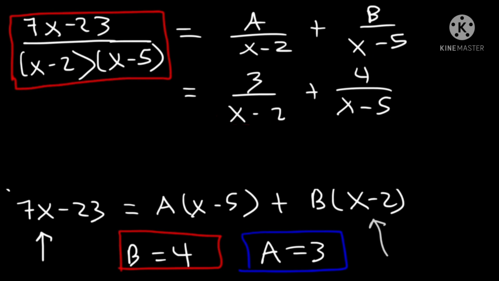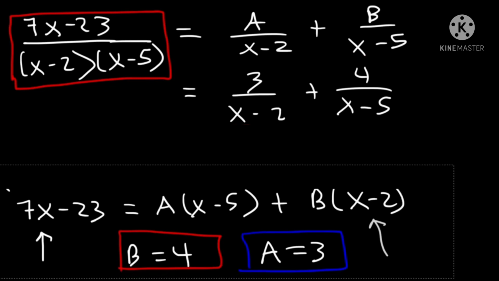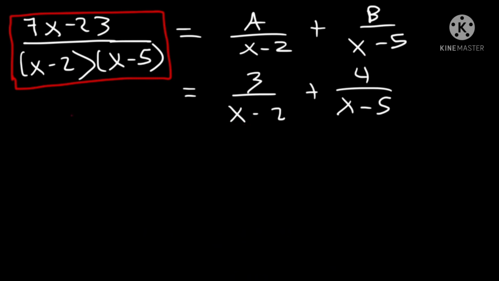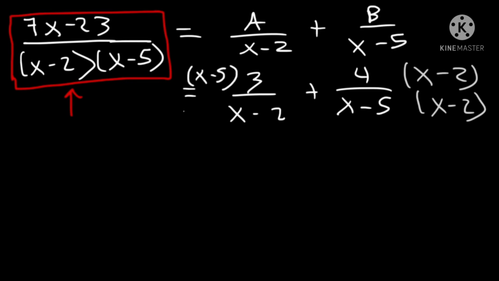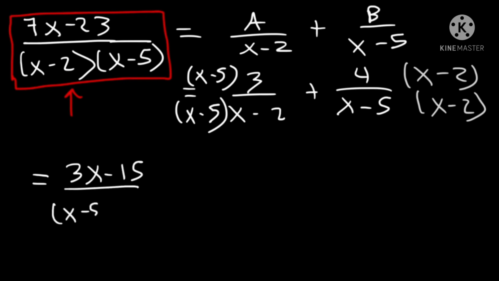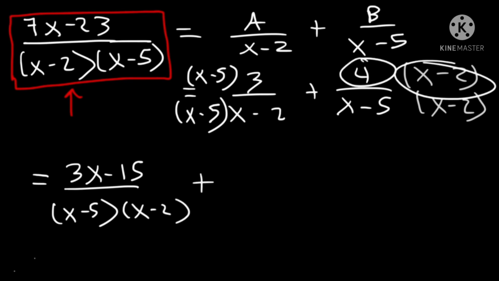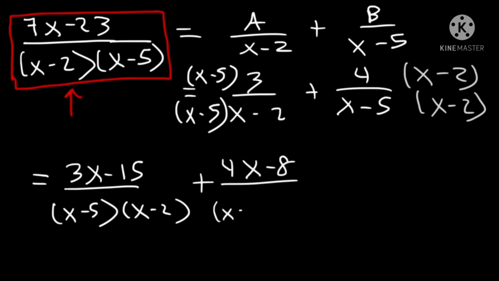Now, if you ever need to check it, simply combine the two fractions and see if they give you what you started with here. So let's go ahead and try that. I'm going to multiply this fraction by x minus 2 over x minus 2. Whatever you do to the top, you have to do to the bottom. And this one, I'm going to multiply by x minus 5 divided by x minus 5. 3 times x minus 5 is 3x minus 15. And on the bottom, we have x minus 5 times x minus 2, which I'm going to leave that way. And then 4 times x minus 2, that's going to be 4x minus 8 divided by x minus 5, x minus 2.